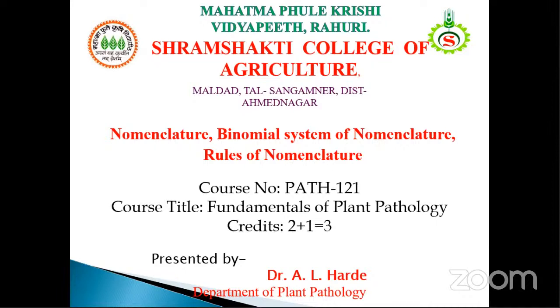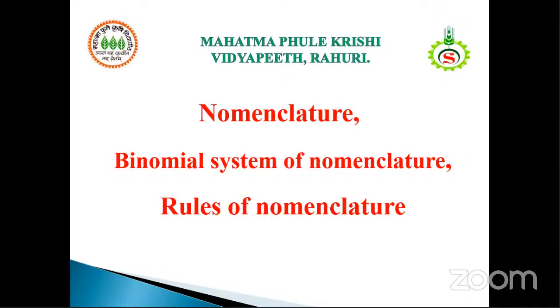Okay. And the third one is the rules of nomenclature. What are the different rules that will be adopted while giving the nomenclature, or giving names, to an organism? That is the rules of nomenclature. So one by one, we will study nomenclature, the binomial system of nomenclature, and the rules of nomenclature.